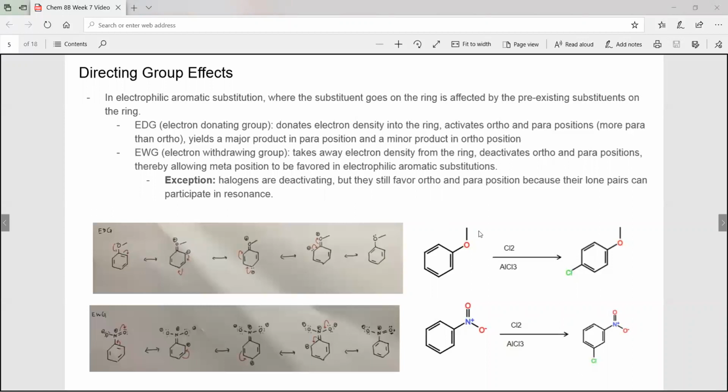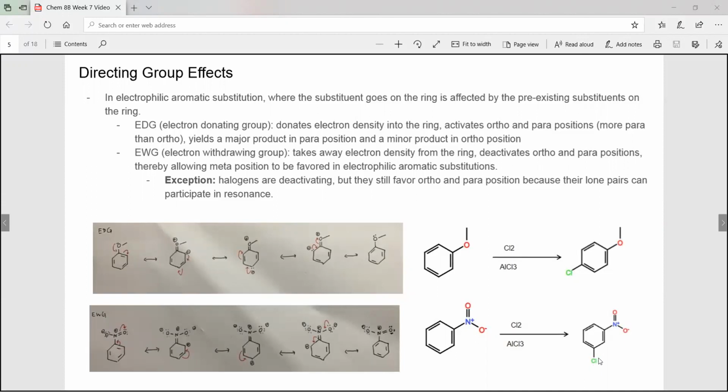Directing group effect. In electrophilic aromatic substitution, where the new substituent goes on a ring is affected by the pre-existing substituents on the ring. If there's an EDG, it activates the ortho and para positions, yielding a major product in the para position and a minor product in the ortho position. So here the chlorine is added at the para position. If there's an EWG, it deactivates the ortho and para positions, making the meta position more favorable. So it yields a product in the meta position. Here, the chlorine is added in the meta position.